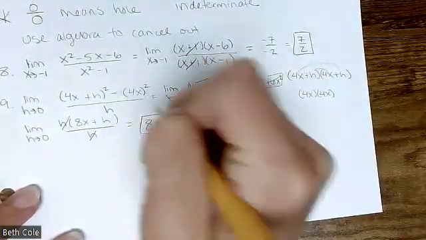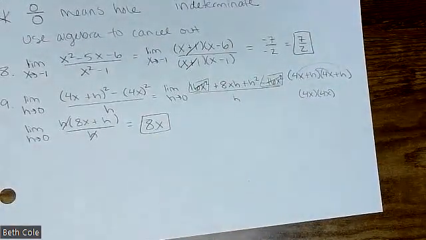8x. Now, it does bother some people that there's a variable in the answer, but there was a variable in the problem. Did you notice how there was an x and an h? So you're going to have one of them left over. Okay.